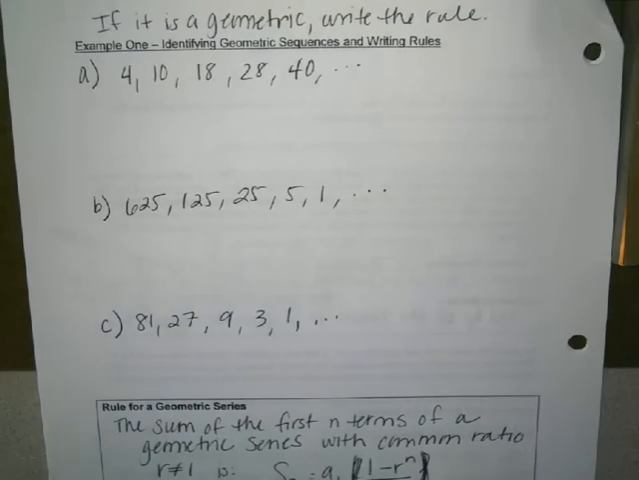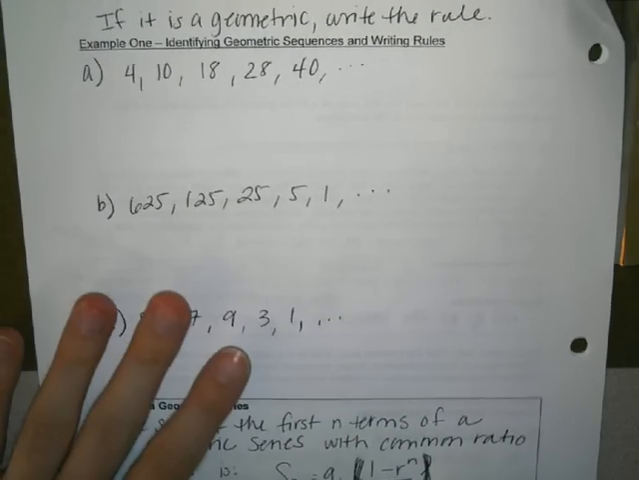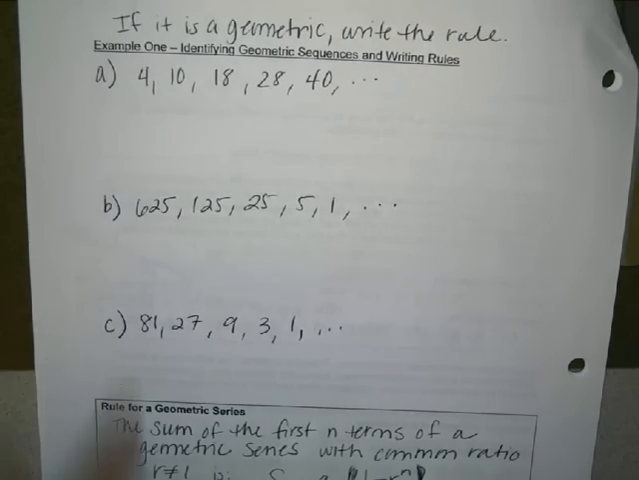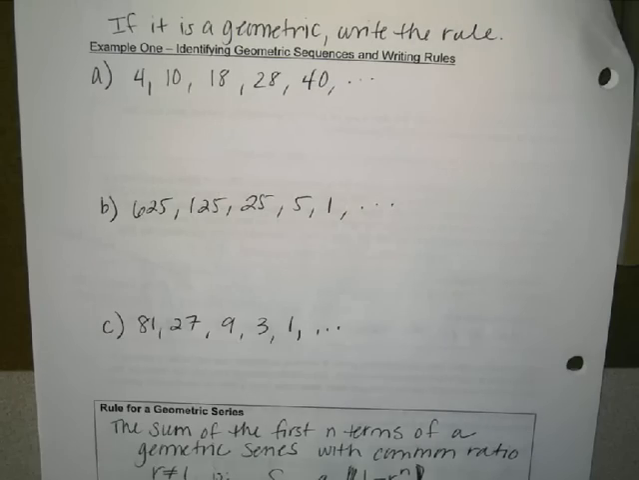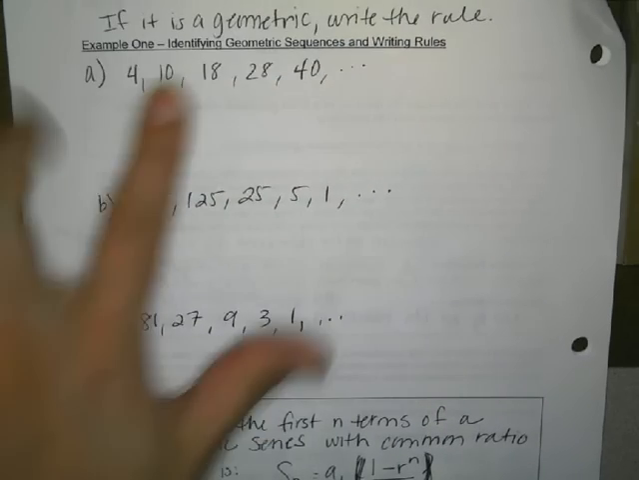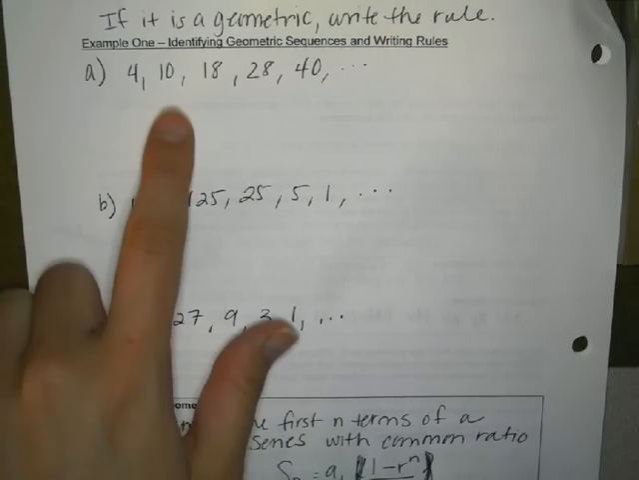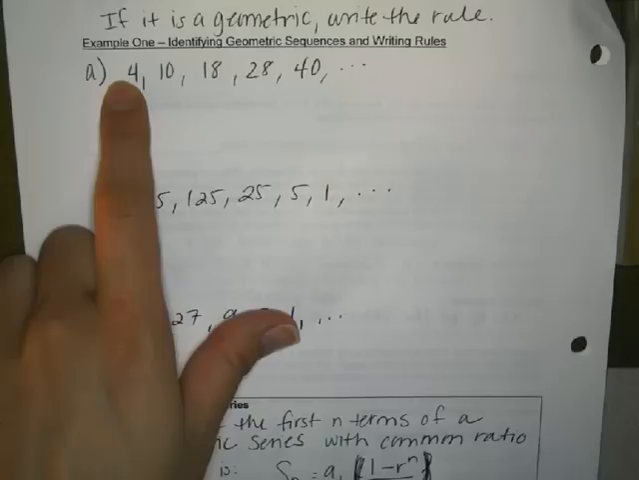So for example 1, we're going to first work with each A, B, and C and determine, first of all, if it is a geometric sequence, and if it is, we're going to write a rule. If it's not, we're just going to stop. So to see if it's geometric, we start dividing each number by the previous term to see if we get a common ratio.